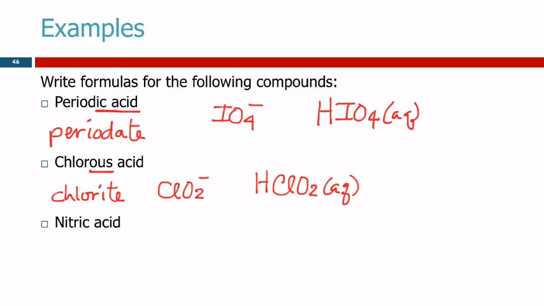How about nitric acid? That comes from which oxyanion? Nitrate. Nitrate is NO3 minus. Again with the -1 charge. A lot of them have -1 charges. HNO3 is nitric acid.